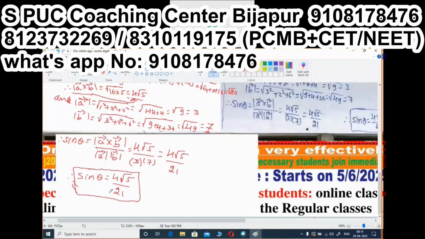Clear to everybody? This is a 3 marks problem. So it is a most expected problem for your main examination. One more problem on sine of the angle between we shall solve, and thereafter we shall continue it in the evening class.